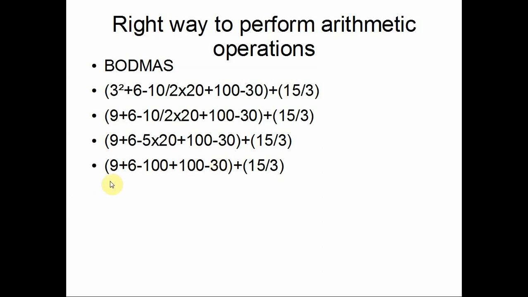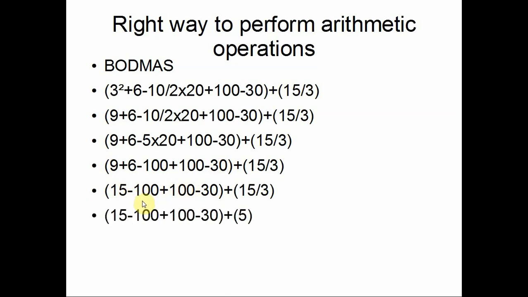9 plus 6 gives us 15, minus 100 plus 100 minus 30. Let's group them further. So we add 15 to the 100. That gives us 115. We could simplify the other term as well. There is only one division here, so there is no confusion as to what needs to be done. We just divide, and this gives us 5.